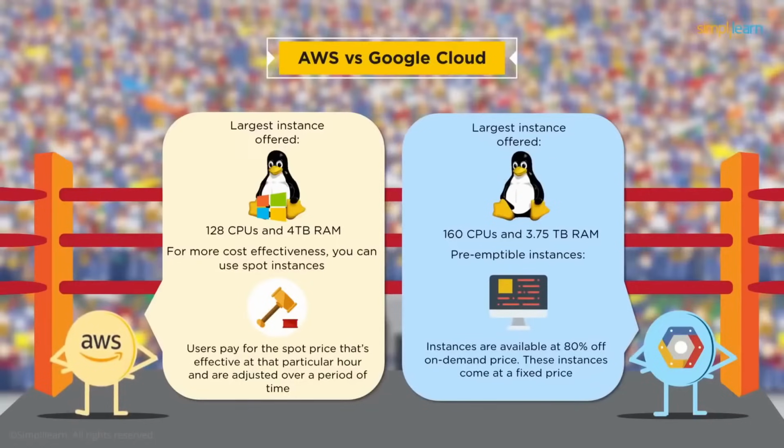Like spot instances of AWS, Google Cloud offers short-lived compute instances suitable for batch jobs and fault-tolerant workloads. They are called preemptible instances. So these instances are available at 80% off on on-demand price. Hence, they reduce your compute engine costs significantly. And unlike AWS, these come at a fixed price.